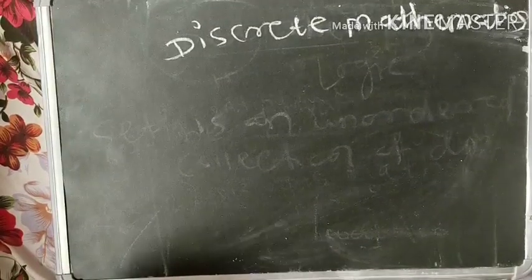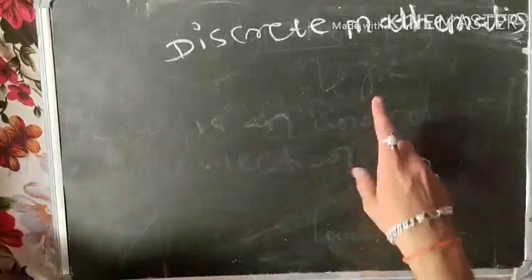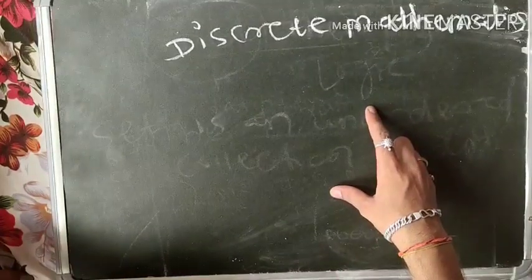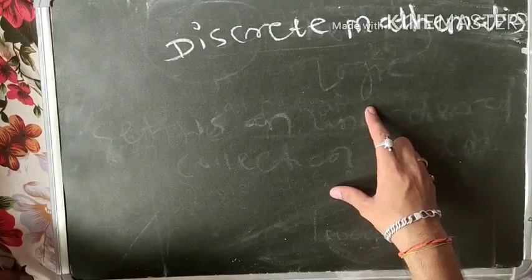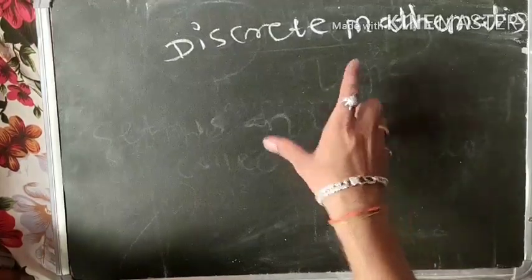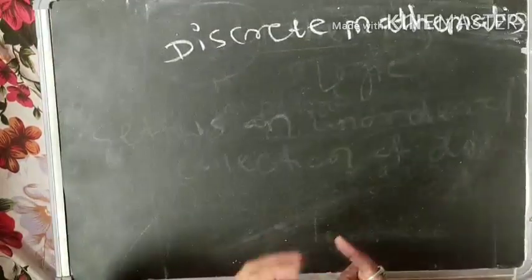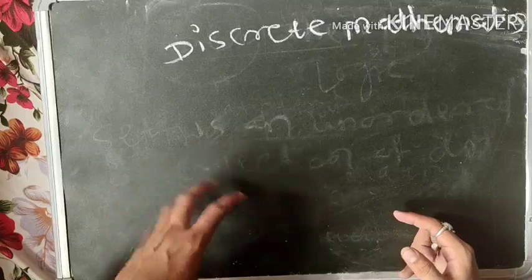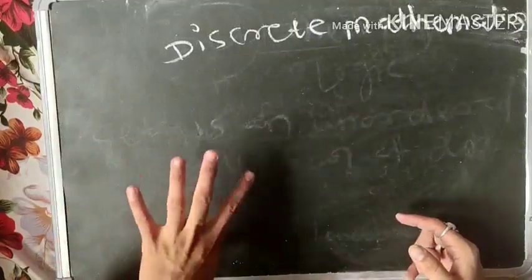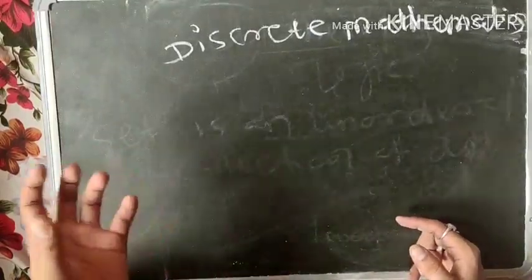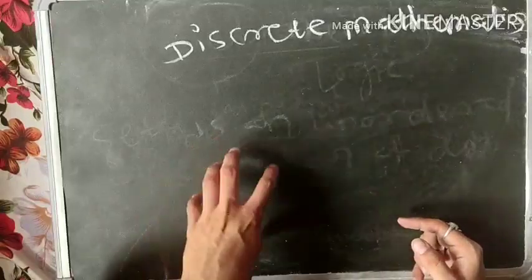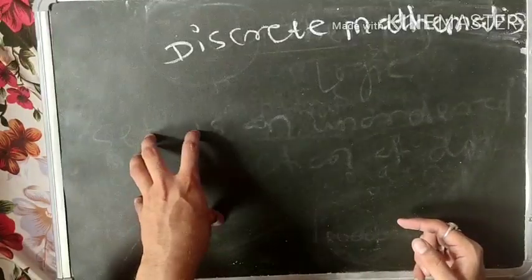Discrete mathematics is a branch of mathematics involving discrete elements that uses algebra and arithmetic. So discrete mathematics is a branch which contains discrete elements, and we use algebra and arithmetic. These types of operations are performed on the discrete elements.